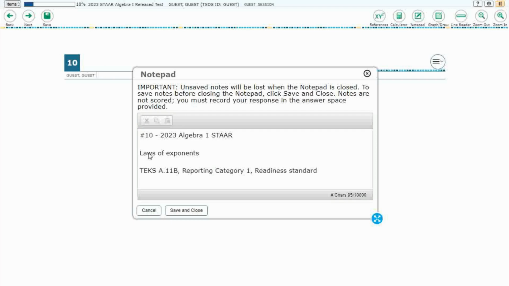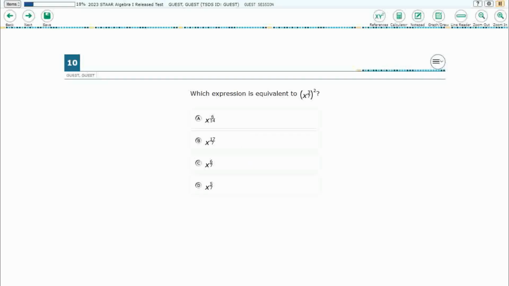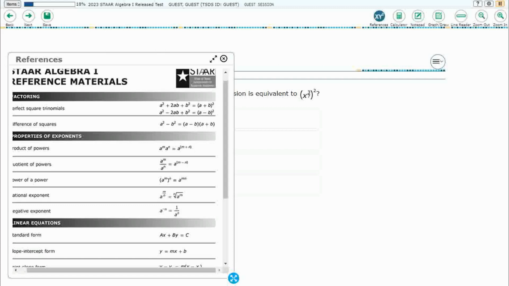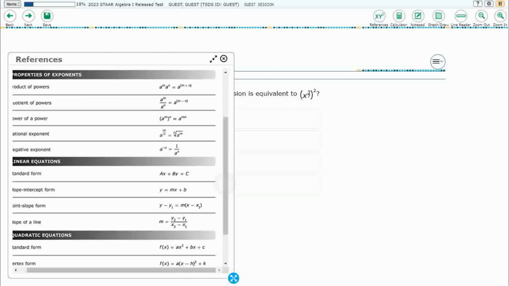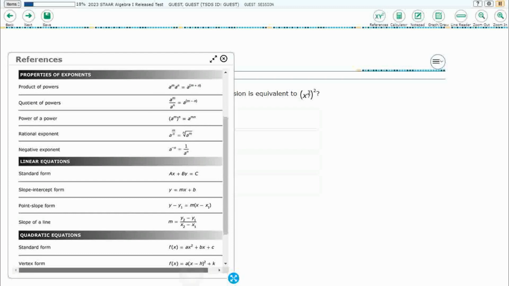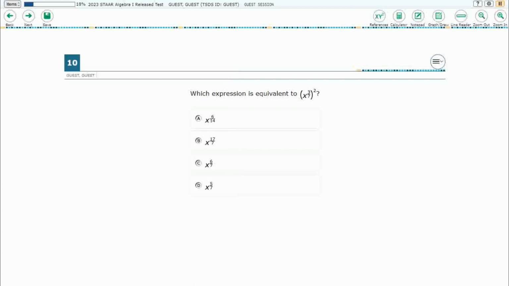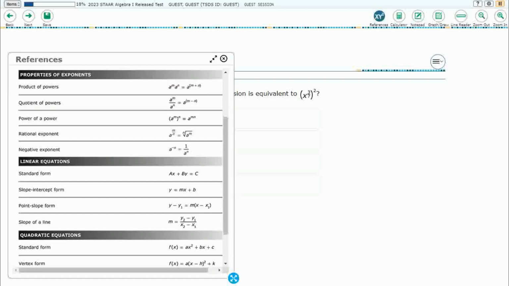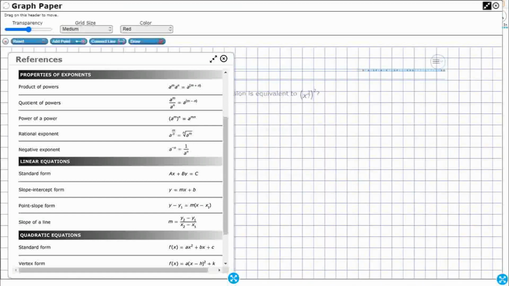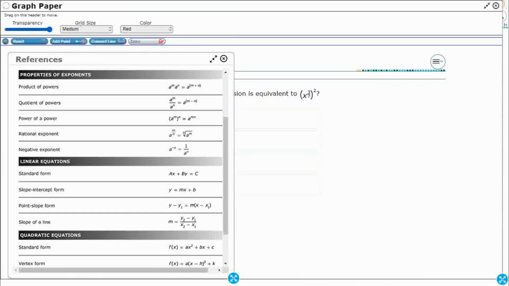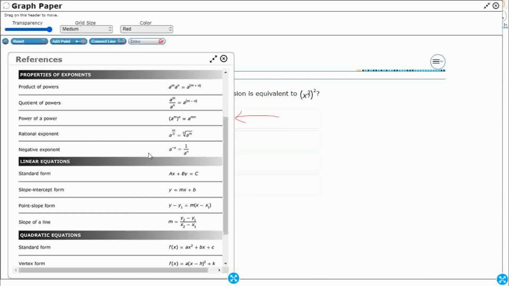So for number 10, we are looking at the laws of exponents. This is TEKS 8.11b. In reporting category 1, this is a readiness standard. And there is a big chunk of our reference material, look at that right there, devoted to the properties of exponents. So we just simply need to identify an expression equivalent to x to the 3/7, and then having that squared. So hopefully we recognize, let's expand this out here, that what we're looking for is right here, this power of a power.